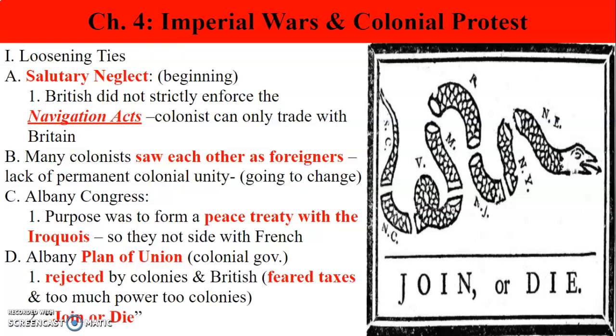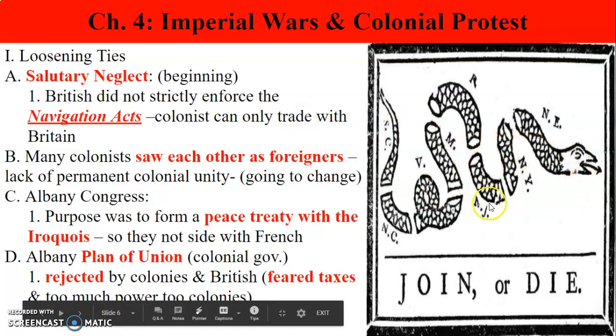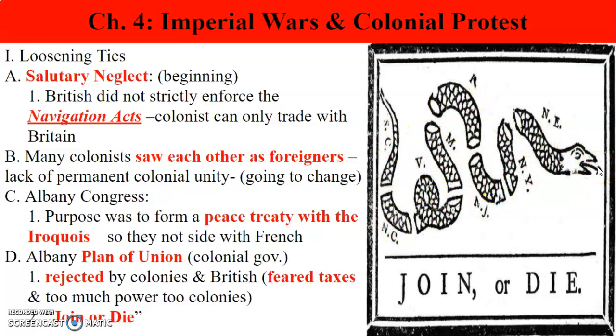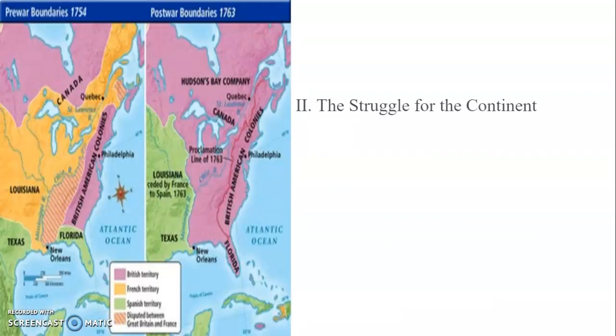This is where it was proposed. The Albany Plan was proposed by Benjamin Franklin, and they created this slogan, "Join or Die," in this political cartoon over here, aimed at the colonies, basically saying if we don't unite together, we're all going to die individually. So they were trying to create unity between the colonies through the Albany Plan.